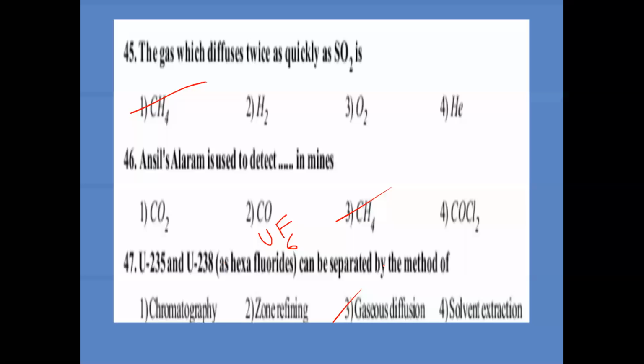So these two can be separated by what method? Here we have UF6 with 235 and UF6 with 238. Which is the heavier gas? The UF6 with 238 will be heavier. The heavier the gas, the less the rate of diffusion; it moves slowly. So the rate of diffusion will be less for uranium 238 than for uranium 235. That's why we use gaseous diffusion here. UF6 containing 235 will diffuse faster than UF6 with 238.